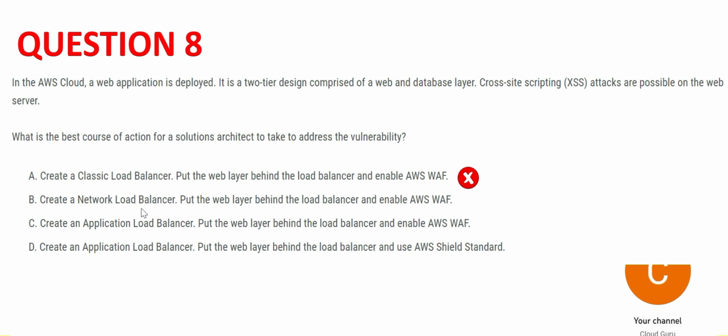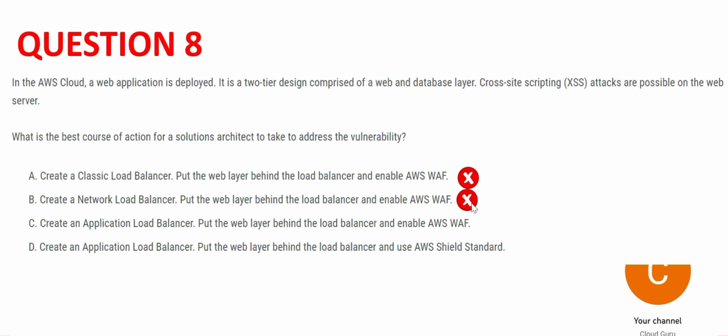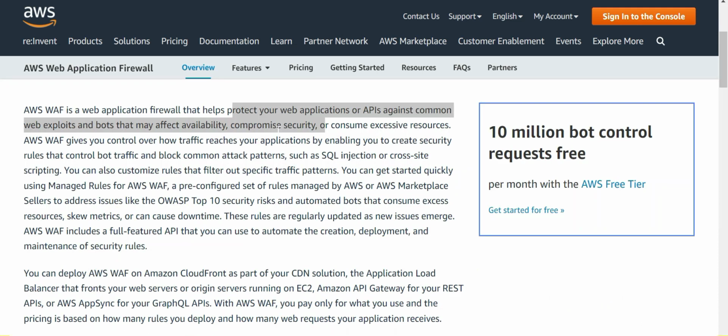Whenever you talk about web application, we are talking about HTTP, HTTPS. Here in this case it is layer 7. We use application load balancer and not NLB. So in our case we want to use ALB because of this reason. So we have established B is wrong. Let's look at C. C looks correct because it will use ALB and it will enable WAF. First of all, WAF, the full form is Web Application Firewall. It helps protect your application against security compromises, and it helps you against SQL injection and cross-site scripting.